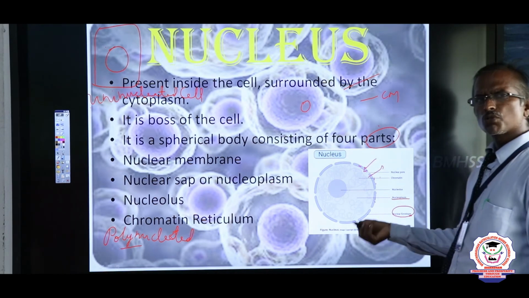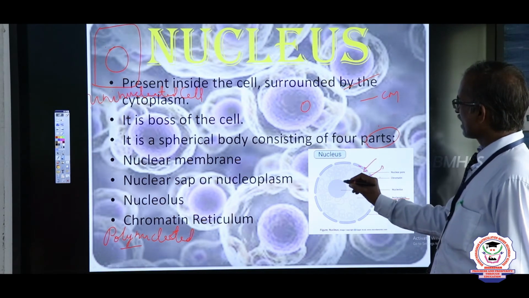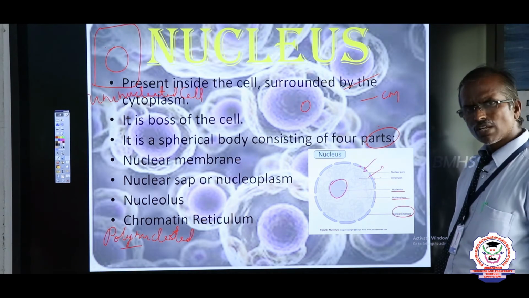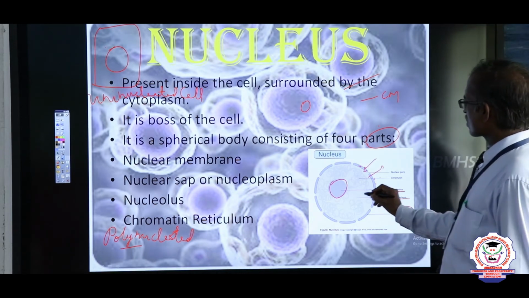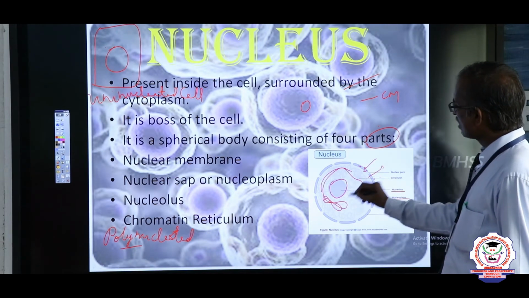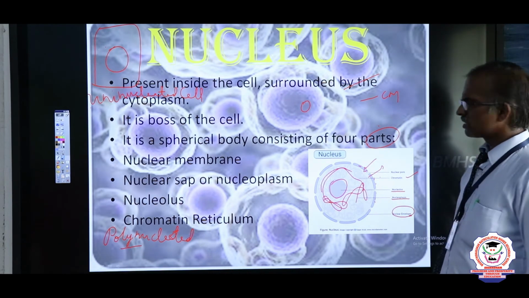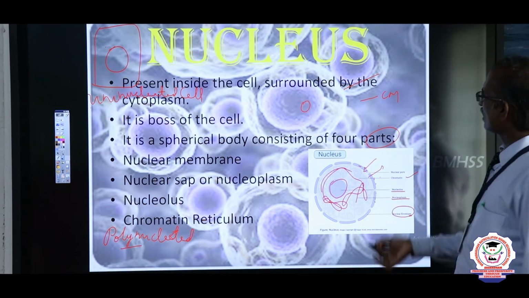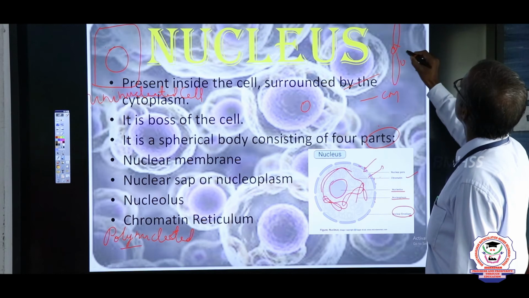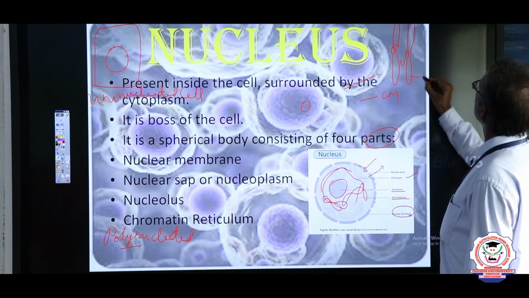The nucleoplasm is also called karyolymph. The nucleoplasm contains one spherical body, which we call the nucleolus. The next is many coiled structures. These coiled structures are called chromatin reticulum. During cell division, the chromatin reticulum becomes long, short, thread-like structures. We call these chromosomes.